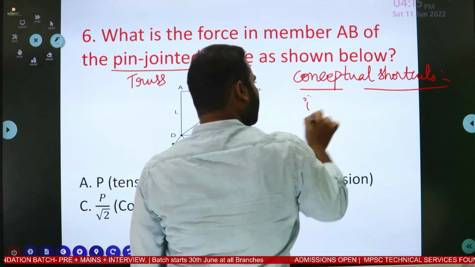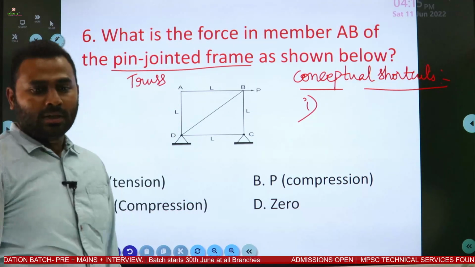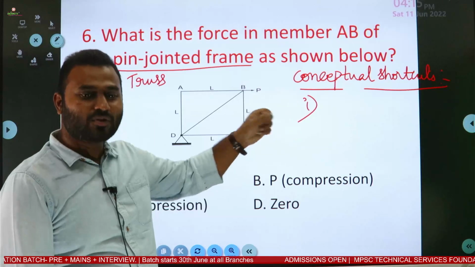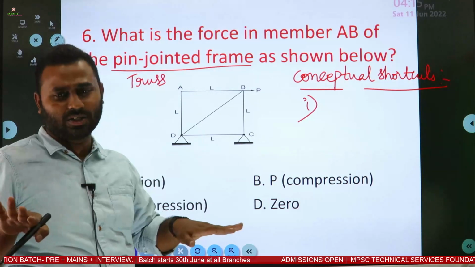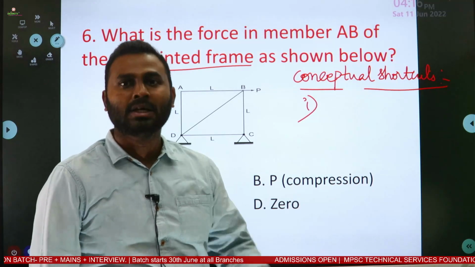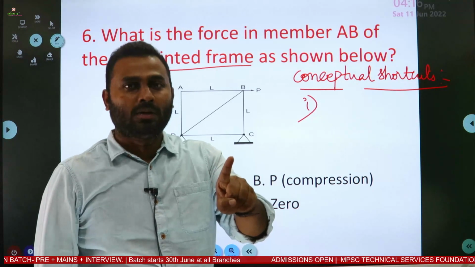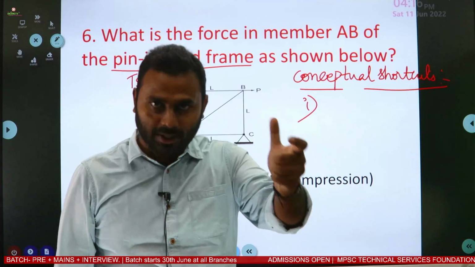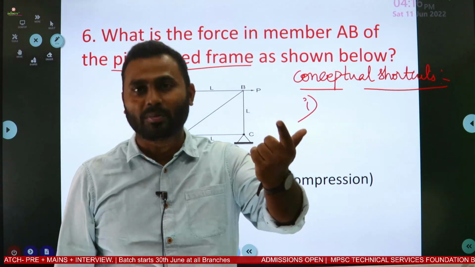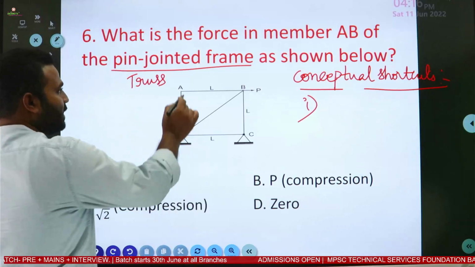Now the first point in that conceptual shortcut is enough to solve this question without any calculation. So what is that first point in the conceptual shortcut we have discussed in the class? At a joint, if two non-collinear members are meeting, provided no external load is acting, then force in those two members is 0. Now here you take joint A.